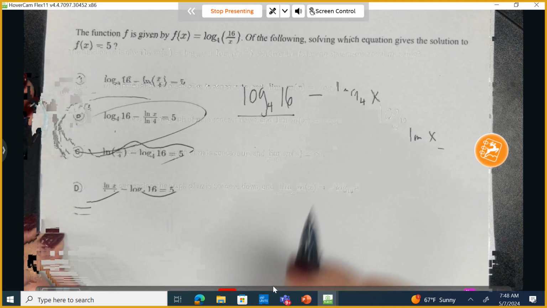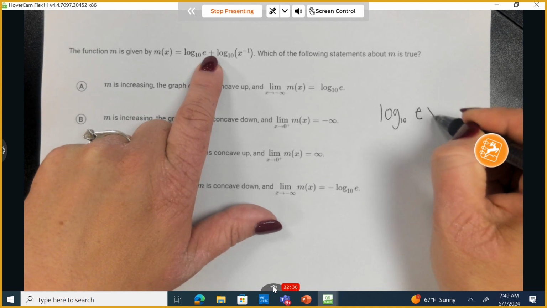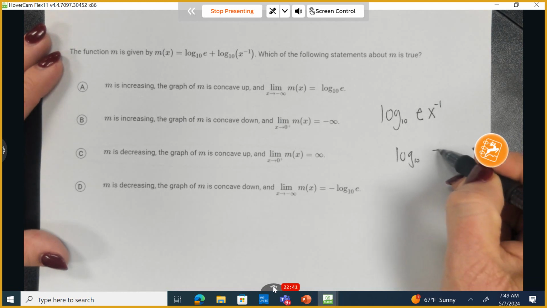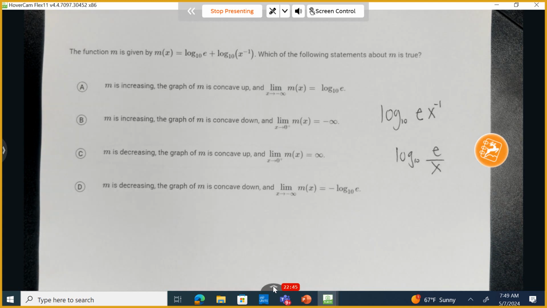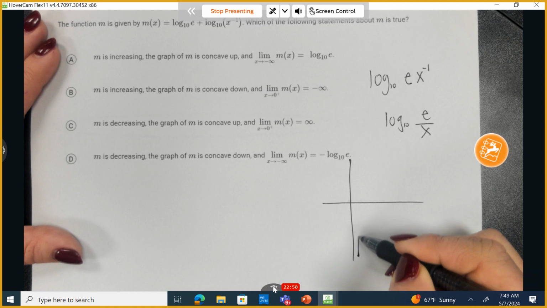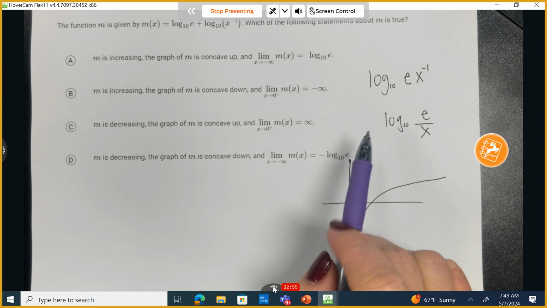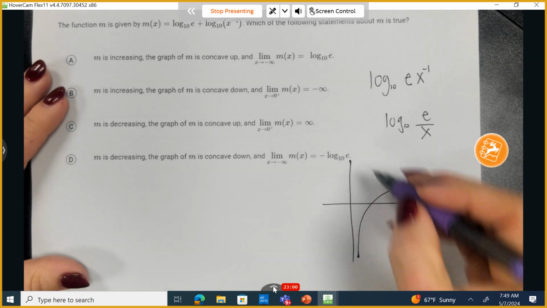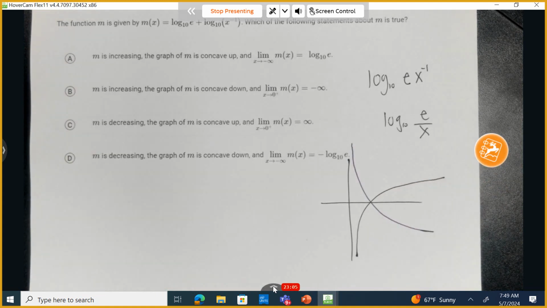If I put these together, does everybody agree this is log base 10 of e times x to the negative 1? Do you guys agree with that? Okay, log base 10 of e, is this happy? No, it goes on the bottom, right? Now what I want you to recognize is that a normal log function looks like this. But when the x value is on the bottom, so it's 1 over that, in this case the value e over that, what it does is it flips up and it looks like this.